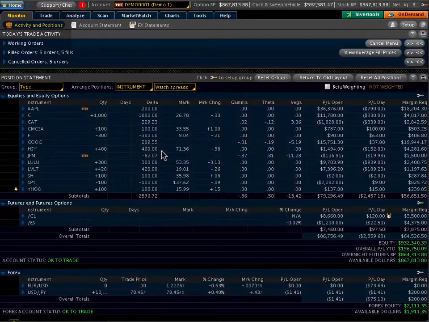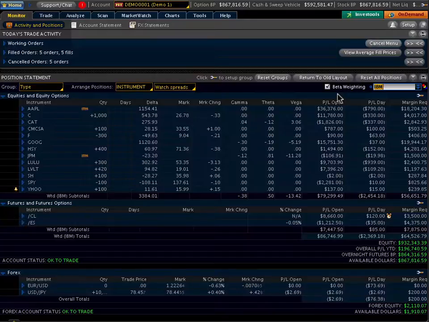The beta weighting tool is found above your positions on the right side. Click it to check the box. Then type in a desired symbol to beta weight or compare all positions relative to that symbol. You can beta weight against a stock, for example, IBM.